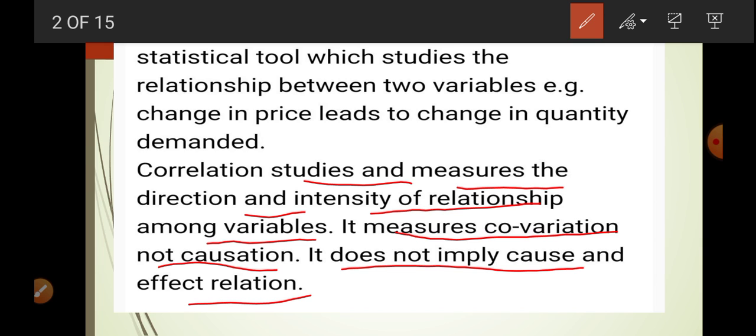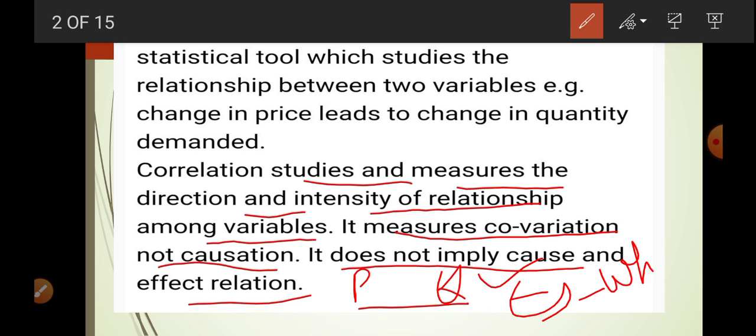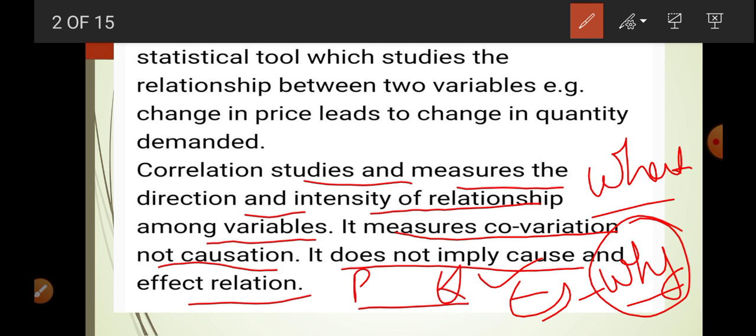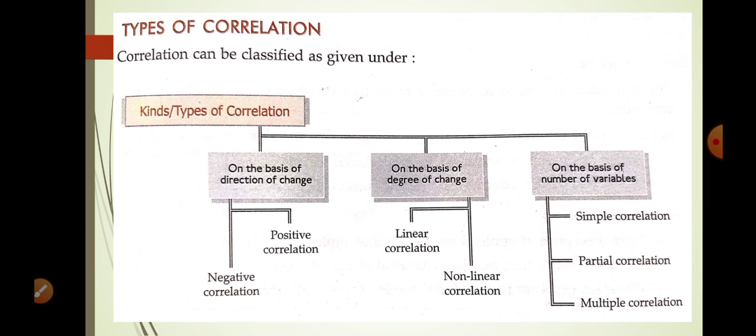Okay, look, correlation explains that there is one variable, that is price, and a second variable, quantity. Which type of relation do we find? It explains that, but it does not explain why we find a negative relation. So it is not about why. It only tells what type of relation we find, but it does not tell why we find such a relation. Okay, so remember this.